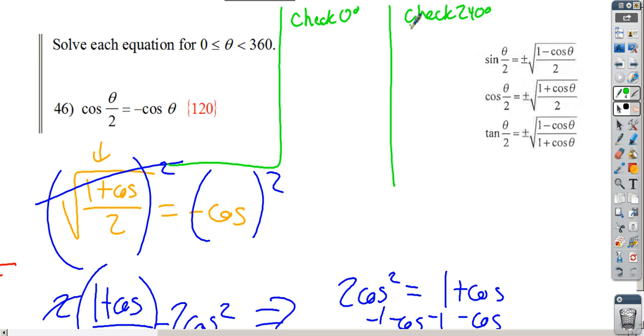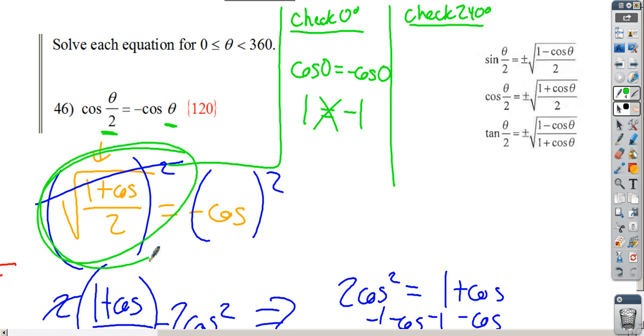120, you can take my word for it, you can try it. If you plug in 120, it will work. So let's check 0. So if we plug in 0 here and 0 here, we get cosine of 0 equals negative cosine of 0. Cosine of 0 is 1. Negative cosine of 0 is negative 1. Those don't work. Okay. Again, why did this happen? Because of this step right here. When we squared both sides, we can introduce an extraneous solution. So we always need to check when we're squaring both sides.